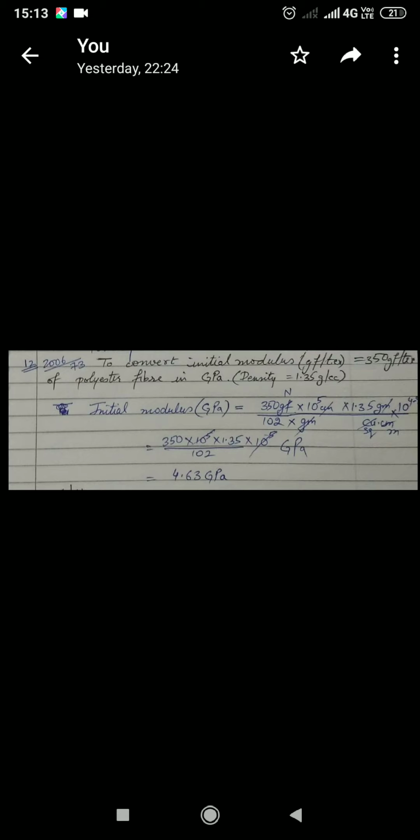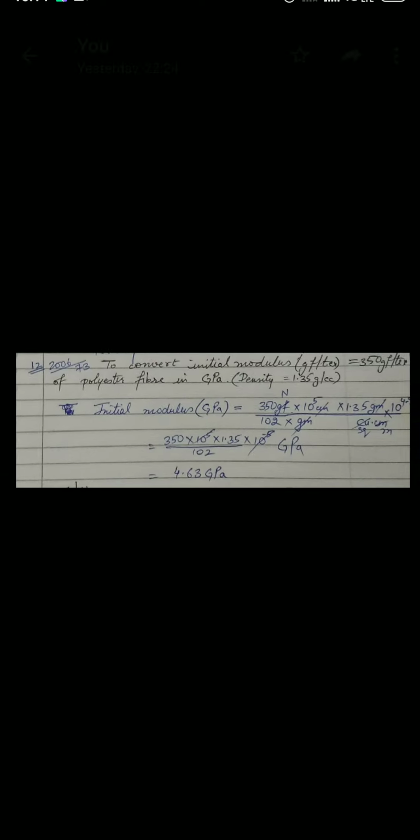Now we'll move to one more example from the GATE question paper of 2006. Here we are required to convert initial modulus given in gram force per tex of a polyester fiber in the units of GPa, that is gigapascal, and density is also given as 1.35 gram per cc. So here this is also a similar question, as we are going from force per unit linear density to that of force per unit area. So the required calculations are shown here.